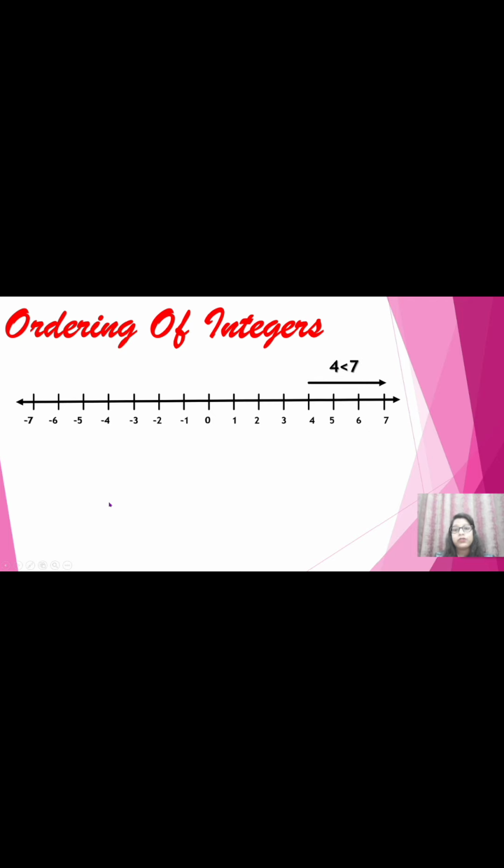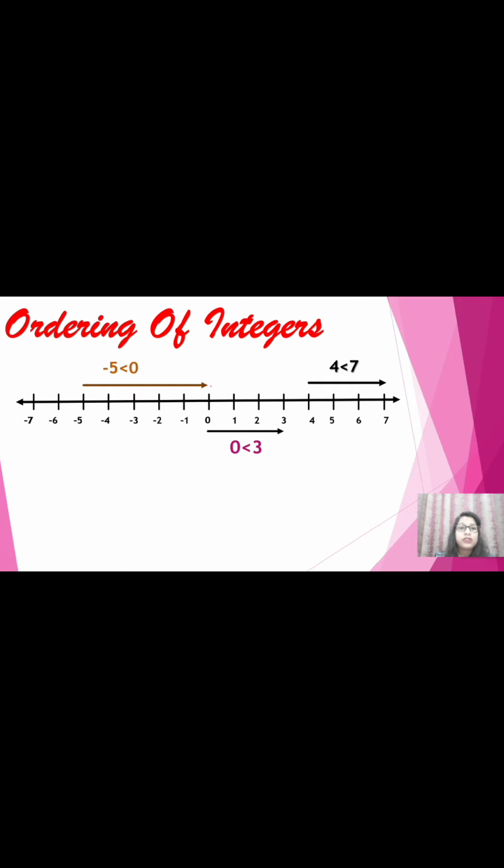Now how can we do ordering of integers? Suppose again we have this number line. We all know that 4 is smaller than 7, or we can say that 7 is greater than 4. And on this number line we will see that 7 is to the right of the 4. We know that 3 is greater than 0, and we will see that 3 is also on the right side of the 0. Let's take another example, -5 and 0.